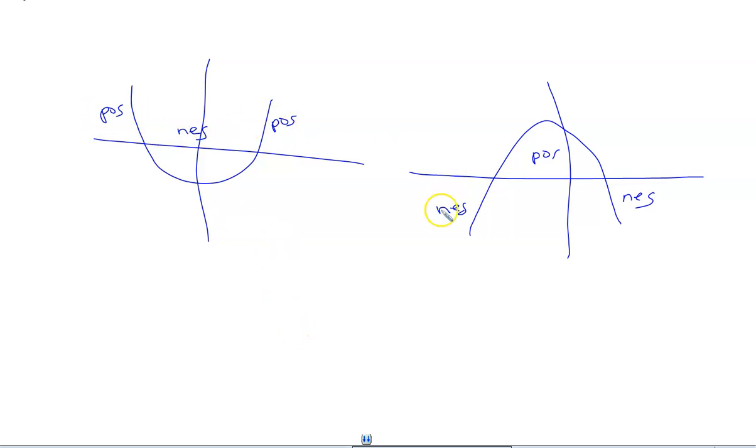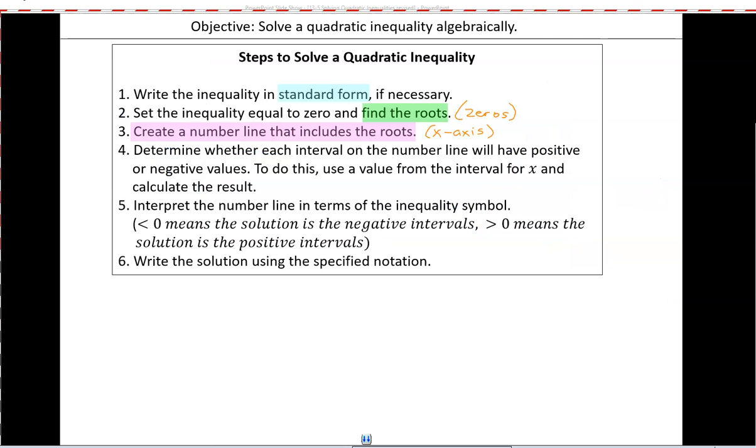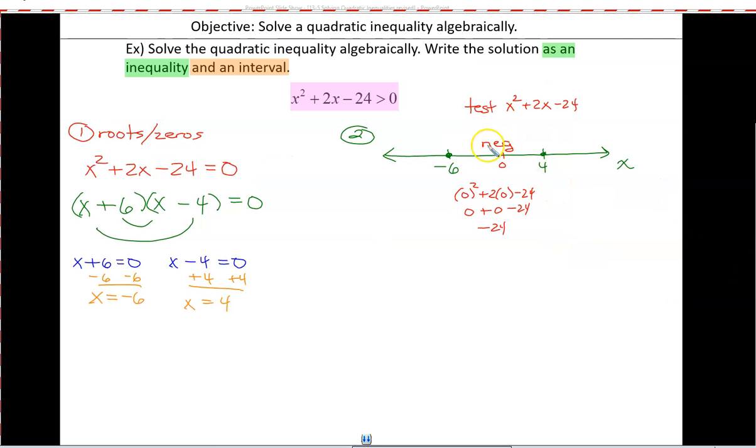Positive, negative, positive, negative, positive, negative. It always alternates. So we can use that fact here. If we now know the middle is negative, then we know that this side has to be positive, and so does this. So it alternates: positive, negative, positive.